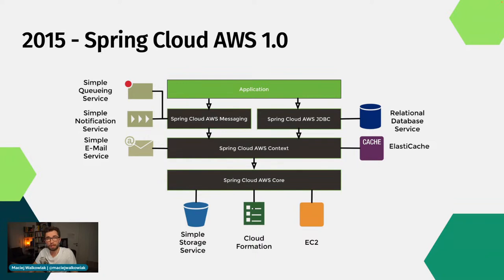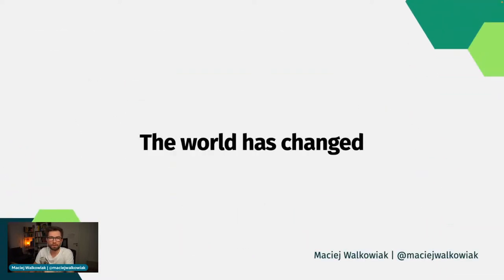In 2015, Spring Cloud AWS 1.0 was released. Back then, the idea was that when Spring applications run on AWS, they use the most typical services. The core library assumed that you are going to use S3, that the infrastructure will be provisioned with CloudFormation, and that it will run on EC2. All of these assumptions made a lot of sense in 2015, when AWS was relatively small, and this is just the way we developed applications back then. But the world has significantly changed since 2015.